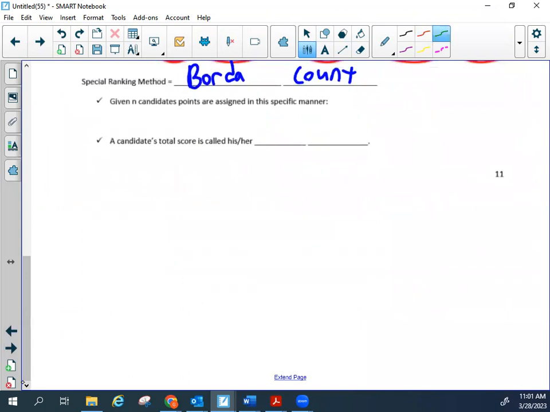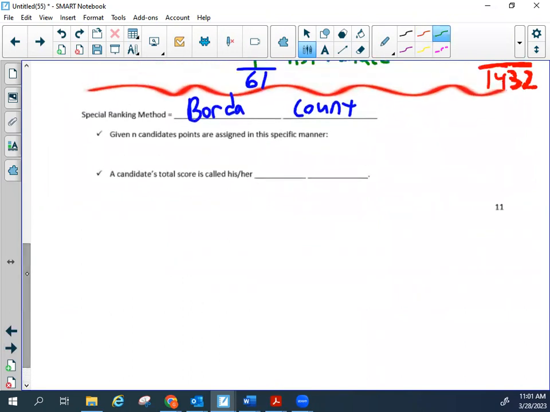So what we should see is, if I had, let's say, 15 candidates, I rank them 1 to 15. Last place gets 0, 14th place gets 1, 13th place gets 2, and so on and so forth. And we should notice that first place gets 14 points. So we're going to use N for the number of candidates. So the number of points first place gets is going to be N minus 1. So like I said, if we have 15 candidates, first place gets 14 points.